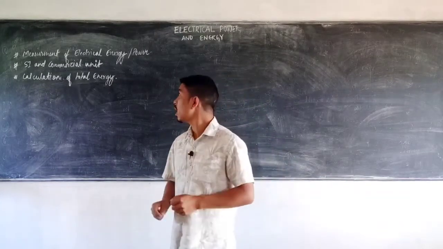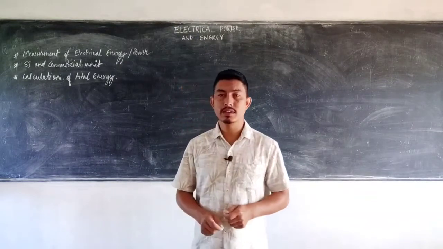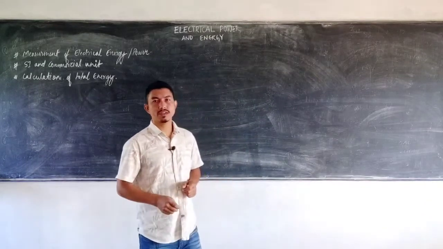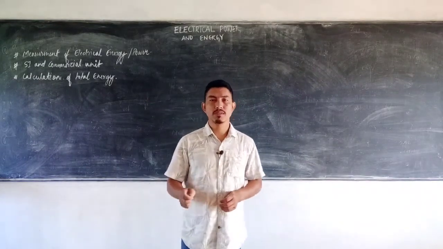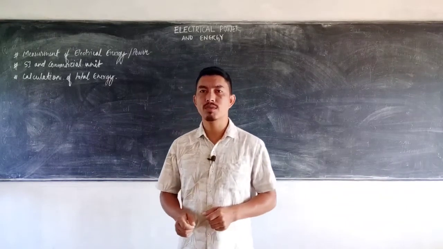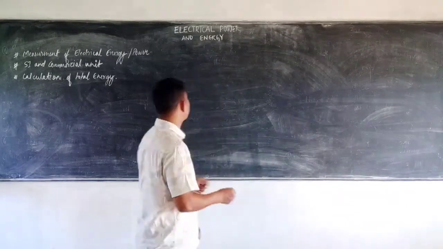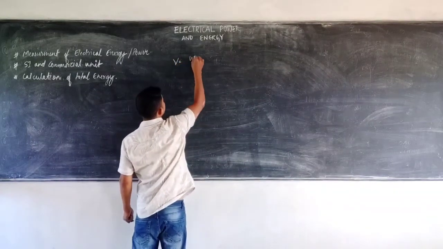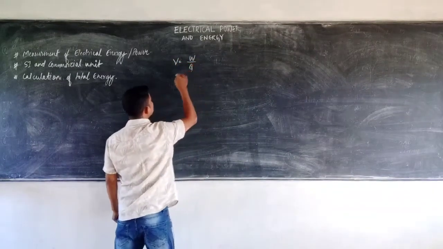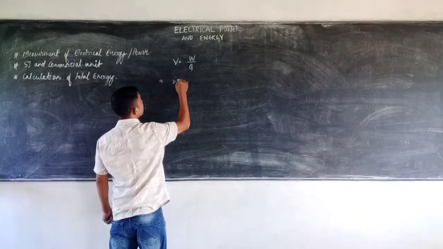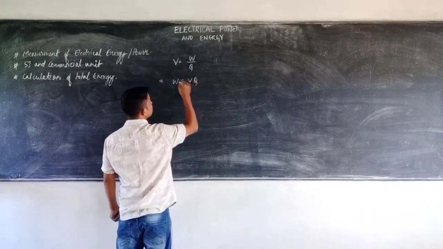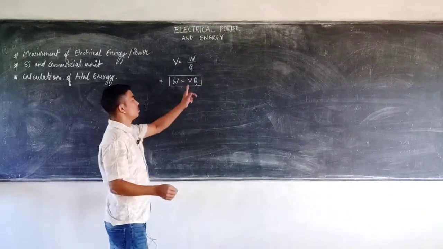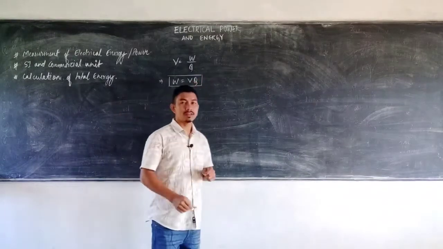Now the question comes, how to measure this electrical energy? To measure the electrical energy we may begin with the definition of the potential difference. I have already taught you that the potential difference is the work done per unit charge. So I may write the formula V equals W divided by Q. If I cross multiply this expression, I will get W equals V into Q. So this is the first expression to measure the work done, that means the potential difference into the charge.